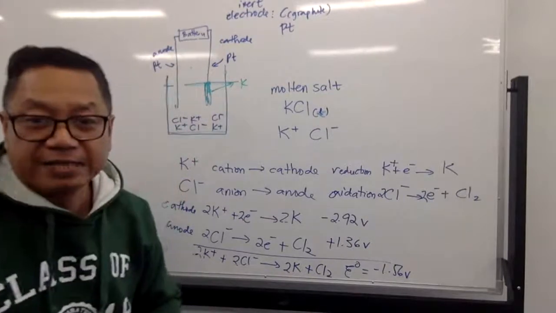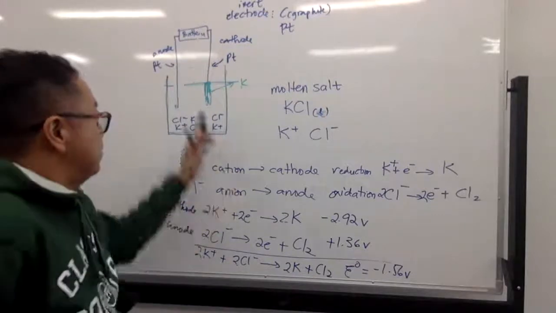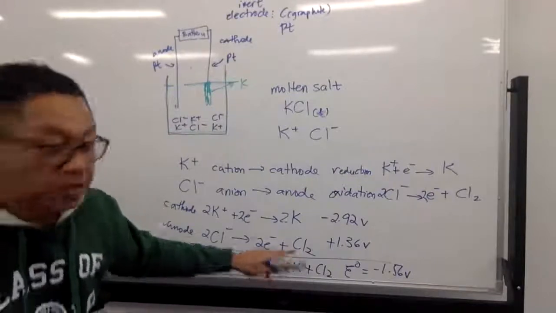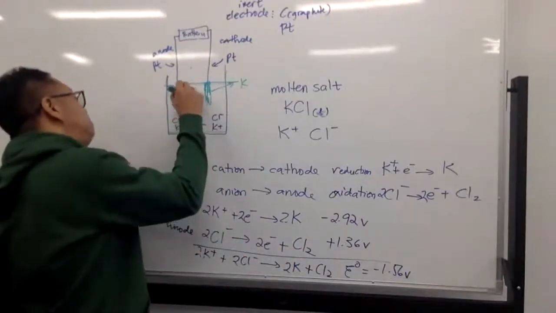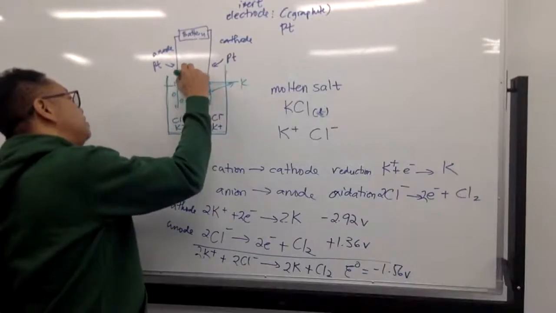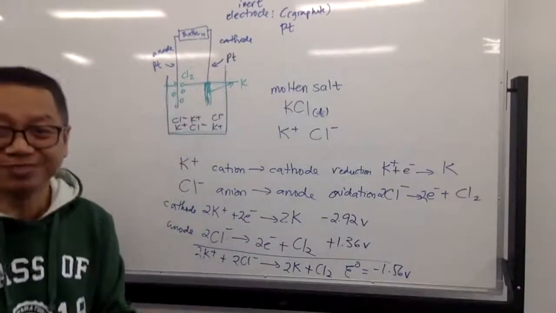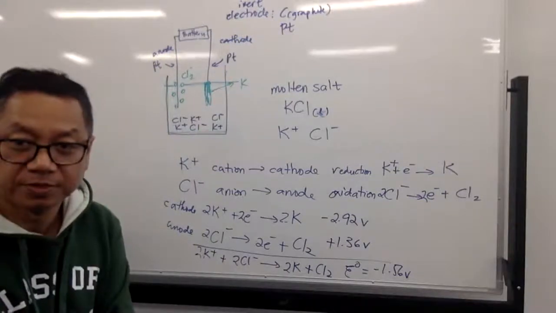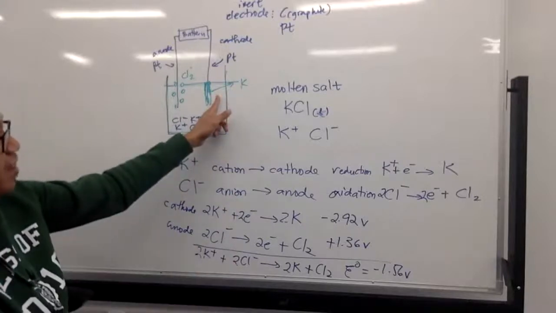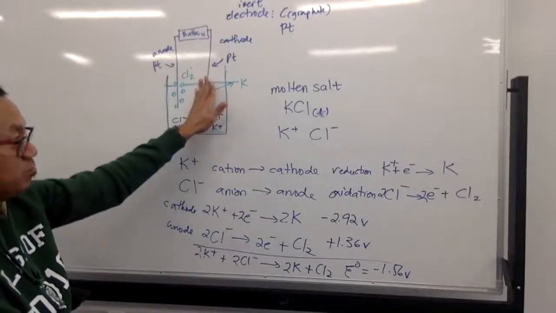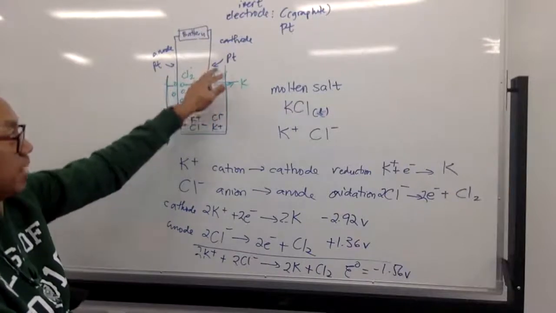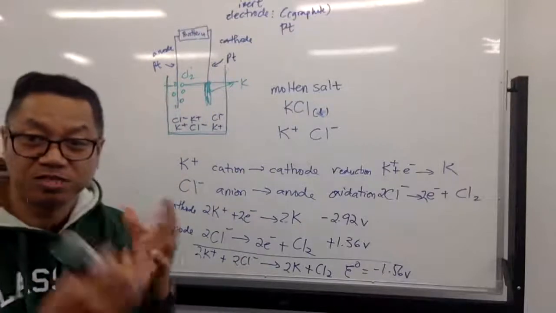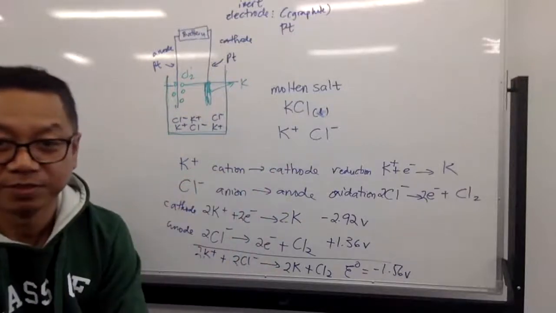Next, what will happen to this side? The anode. What are we producing? Cl2. Therefore, here, you would see bubbles coming out because Cl2 is being produced. You get the idea? So on the cathode side, you have potassium being coated on the platinum, and then the chlorine is being produced on this side. So you see bubbling coming out of it.